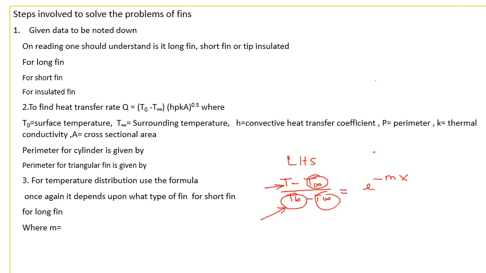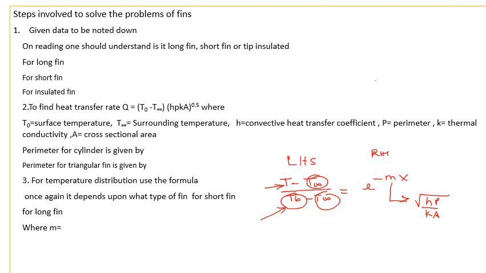If you examine the right hand side, it is e to the power minus m into x, and m is the square root of hPk into A, and this is also available in the handbook. Where h is the convective transfer coefficient, P is the perimeter, k is the thermal conductivity, A is the area, and x is the distance. Here x stands for the distance. So this is in the case of a long fin.